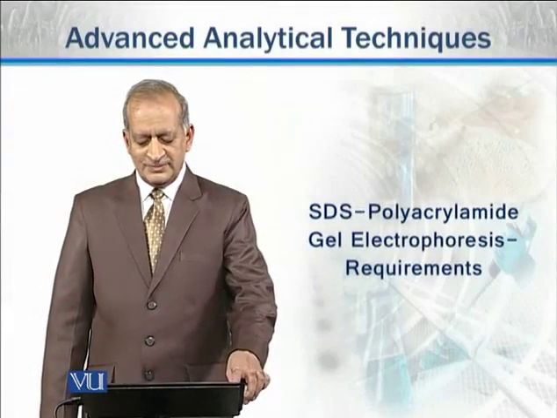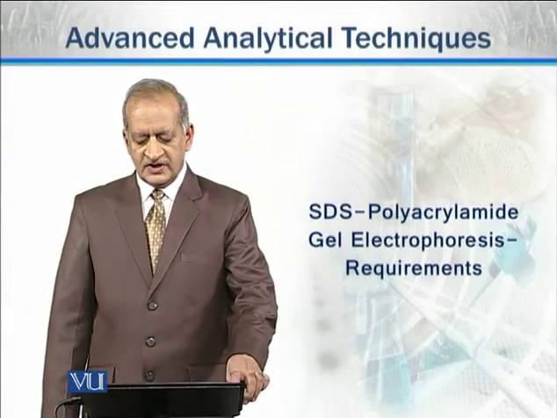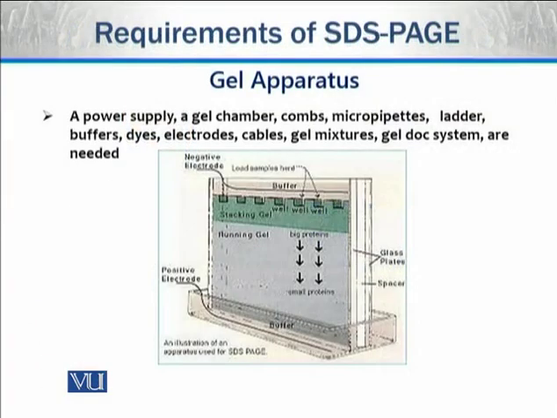So next subtopic is requirements of SDS page. We'll discuss which different things we need to carry out SDS page. First of all, gel apparatus. In this gel apparatus, we know there is power supply, we have gel chamber, we have combs, we have micropipettes with the help of which we load samples into the wells. We have ladder with the help of which we estimate the size of separated proteins or other molecules.